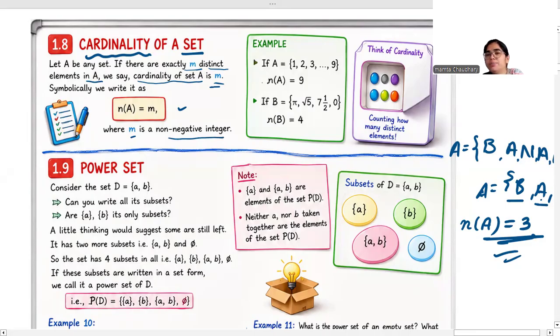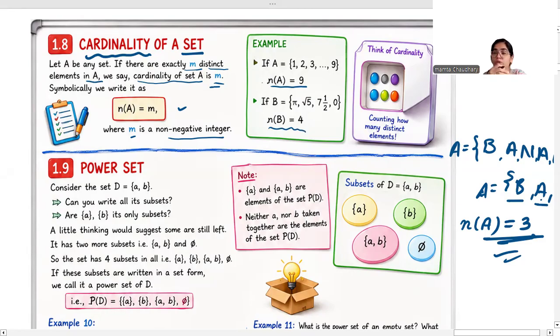Let's take this example. Here A is a set where the numbers are 1, 2, 3, 4 up to 9. So how many distinct numbers are there? Total 9. So its cardinality will be 9. There is another set B which contains the elements pi, root 5, 7.5, and 0. So how many elements are there in this? Yes, there are 4 elements. So its cardinality will be 4.